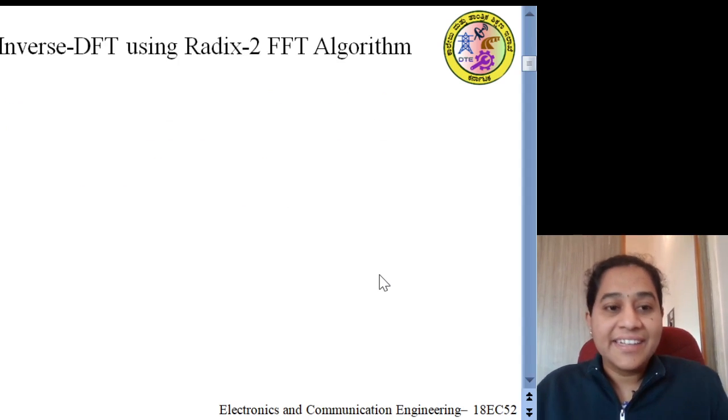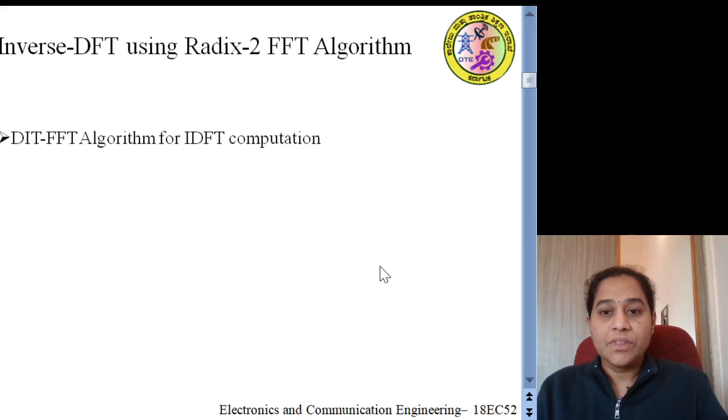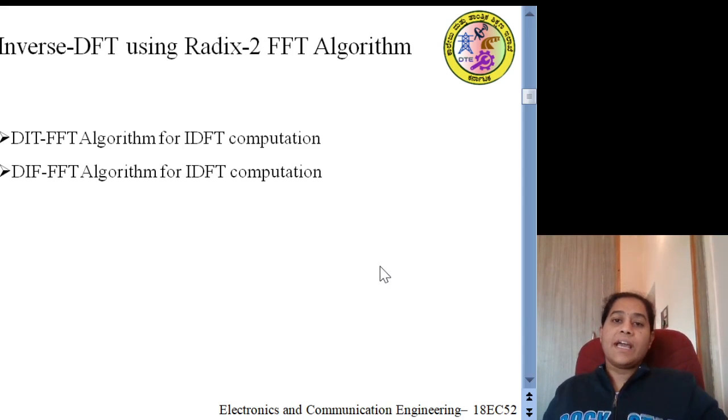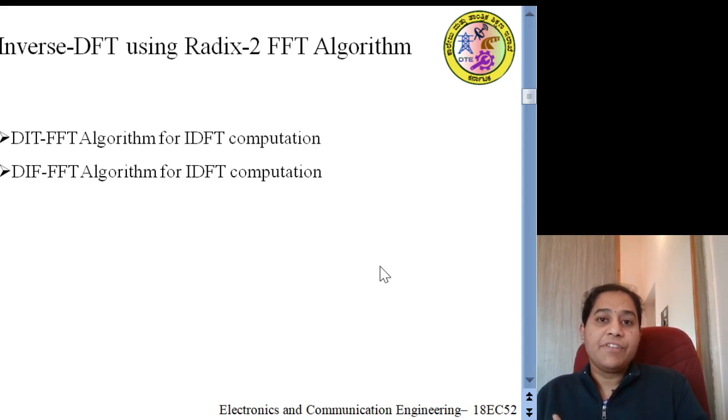First, let us have inverse DFT using radix 2 FFT algorithm. DIT-FFT algorithm for IDFT computation: there are two methods for calculating IDFT. One is using DIT-FFT and another using DIF-FFT algorithm. These two algorithms are similar to that of finding DFT using radix 2 FFT algorithms.